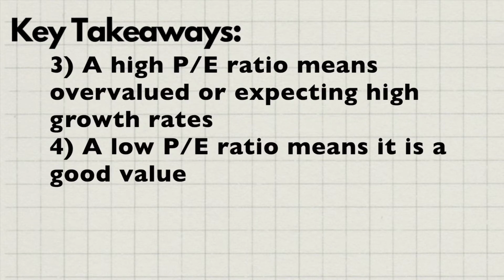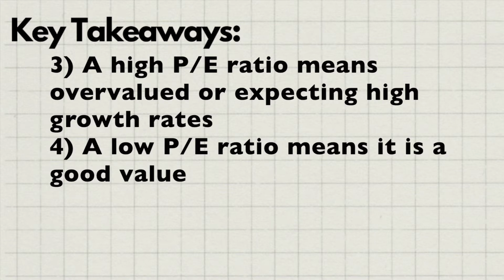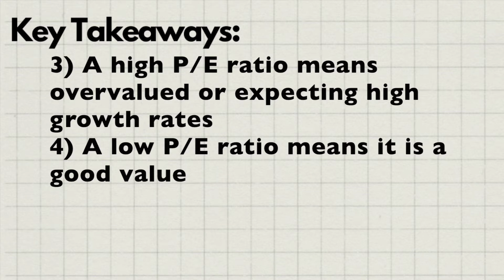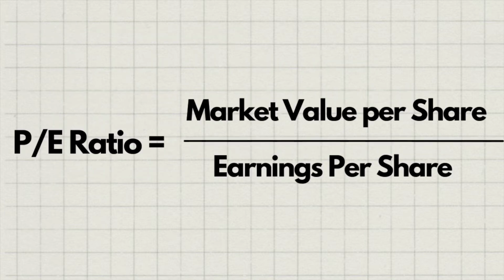A high PE ratio means it's overvalued or expecting high growth rates, whereas a low PE ratio means it's undervalued. You can make sense of this by looking at the formula. A high PE ratio means that its stock's price is very high compared to how much earnings it's bringing in, whereas a low PE ratio means its stock's price is very low compared to how much earnings it's bringing in. You'll commonly see the tech industry has higher PE ratios than, for example, utilities.